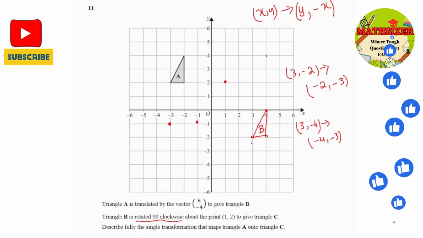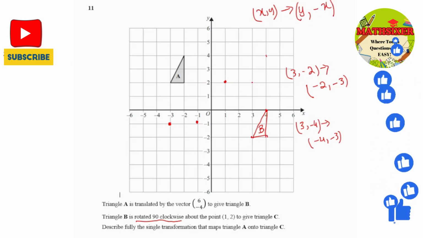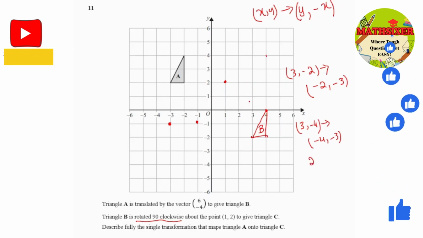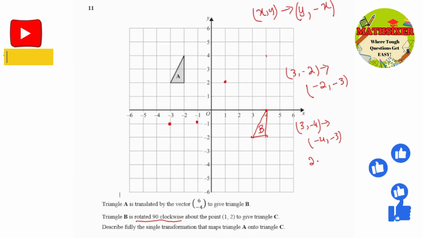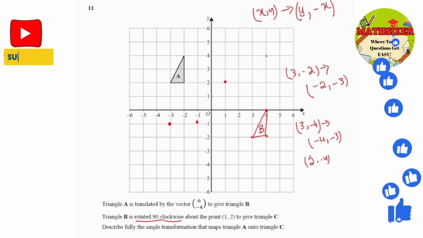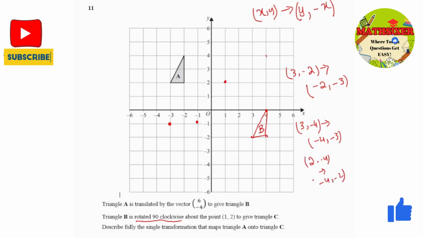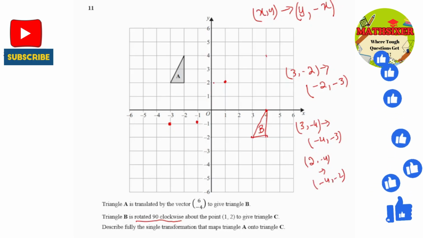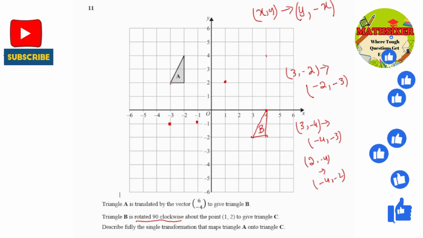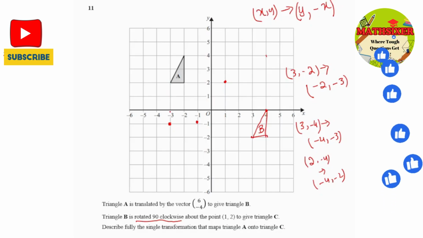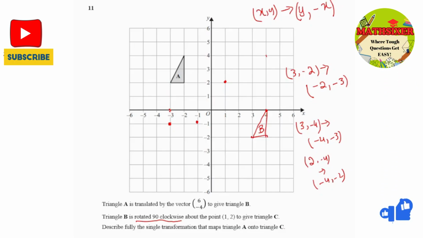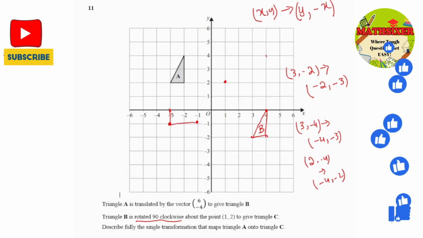Okay, so we're going to try this point now. So we have 1, 2 and 1, 2, 3, 4. 2 and minus 4 because this is going down, so that becomes (-4, -2). So we're going to go 4 points to the left: 1, 2, 3, 4 and 1 and 2 points down. So this is our triangle C.